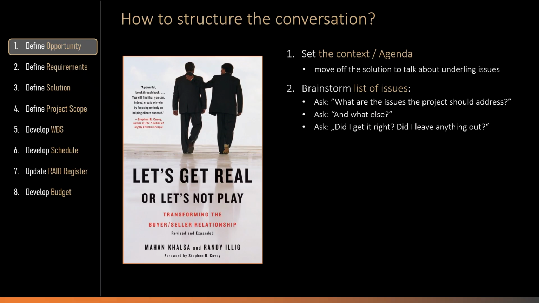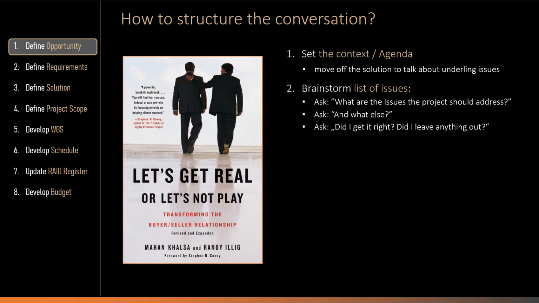Part 2 is to brainstorm with customer a list of clients' issues. For that purpose, use 3 simple questions. What are all the issues the project should address, where issues are both problems and opportunities the clients see? Then repeatedly ask, and what else, to help client uncover additional issues, and before finalizing the brainstorming session, read the list of issues you have captured and ask, did I get it right? Did I leave anything out? If you ask the last 2 questions, you will be often provided with additional valuable issues to be added to the list.